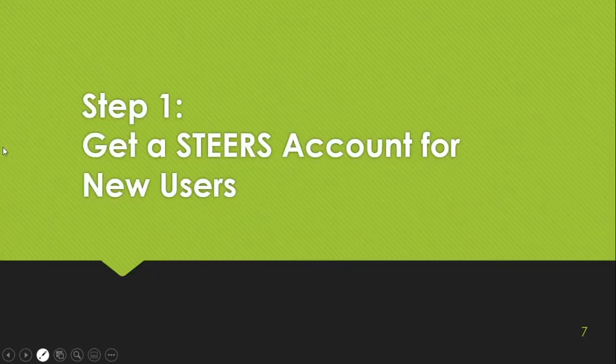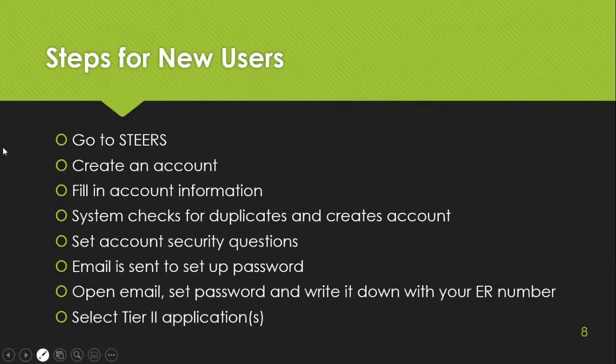So the first step is going to be how to actually get a STEERS account, and this will be for new users. So in short, the steps will be that you will go to STEERS, which I showed the links to previously. You'll create an account, fill in your account information. The system will check for duplicates and then allow you to create the account. You'll set the account security questions. An email will be sent to the email address you provided to set the password. Once you've set the password, you'll also be able to receive your ER account number, and then you'll proceed to select which Tier 2 applications you'll need to access.